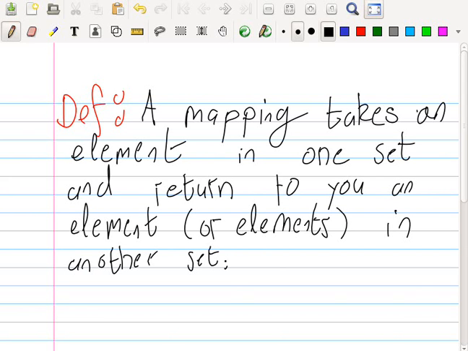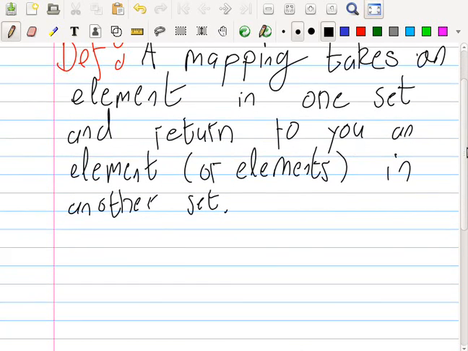So that's a very long definition, but really it comes down to this. A mapping takes one thing from one set and gives you usually another thing from another set. So it's a relationship between two lists of numbers.